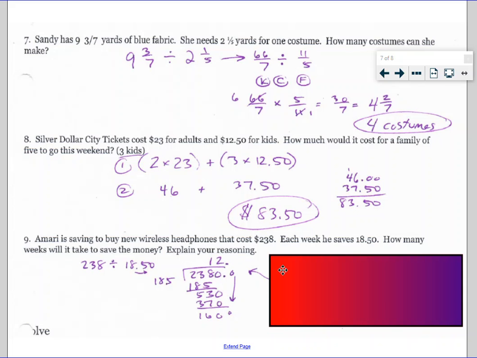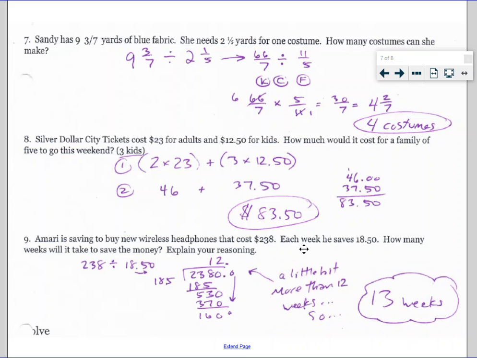So really, I kind of think about this, and the answer is that it's going to be a little bit more than 12 weeks, but 12 weeks isn't enough because it's more than that. So I just want to round this one up to 13 weeks. If I say 13 weeks, then he'll definitely get there, okay? So that would be this particular answer.